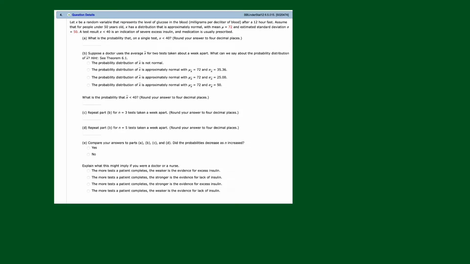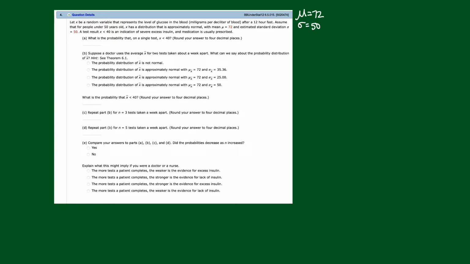6.5, number 4. Let x be a random variable that represents the level of glucose in the blood after a 12-hour fast. Now, assume that for people under 50 years old, here's what we have. I'm going to write some of this down here. So the standard for people under 50 is the mean is 72, and the standard deviation is 50. Okay? Now, a test result less than 40 is an indication of severe excess insulin, and medication is usually prescribed. All right, so the standard is 72. If you get under 40, that's an indication of severe excess insulin.